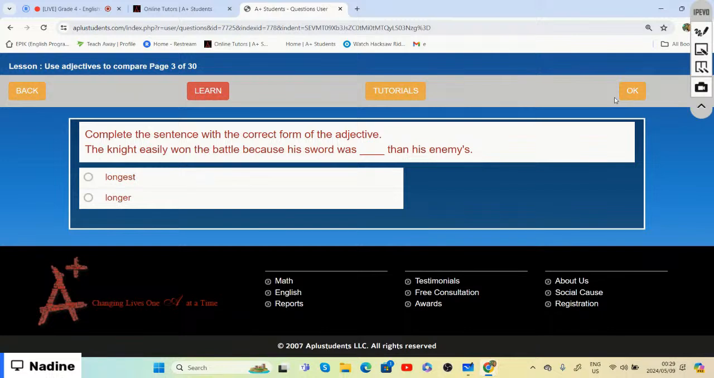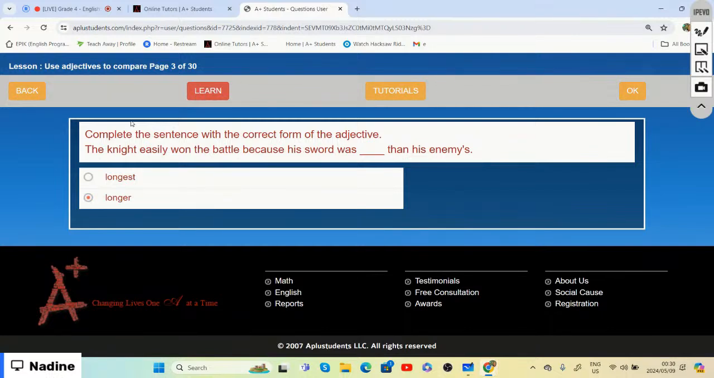Do we say the knight easily won the battle because his sword was longest than his enemies or longer than his enemies? All right, so if we choose the correct one, we'll choose longer because they are only comparing the knight to his enemies, right?